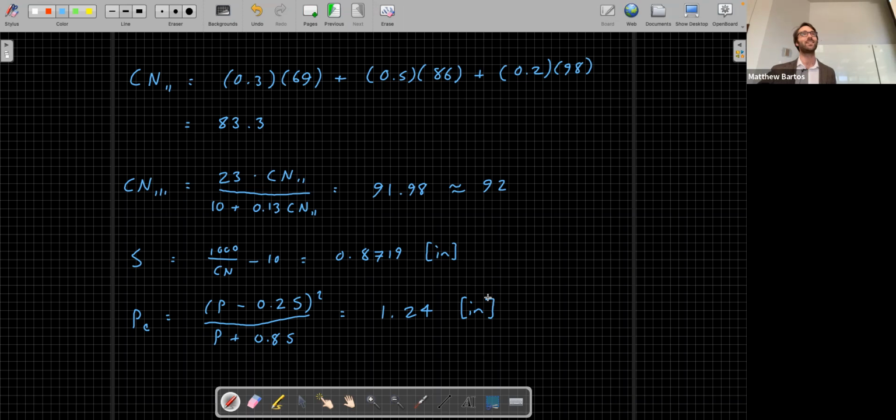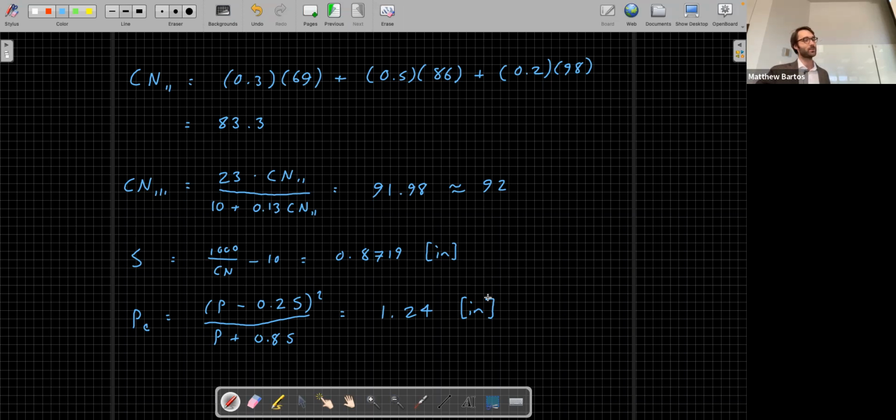Okay, so note that in the notes, I didn't say what order to do these in. So this is the order you want to use for your homework. Okay, so you compute the composite first, then you adjust it. Right, and it's just because of the way that these are defined in the SCS method.